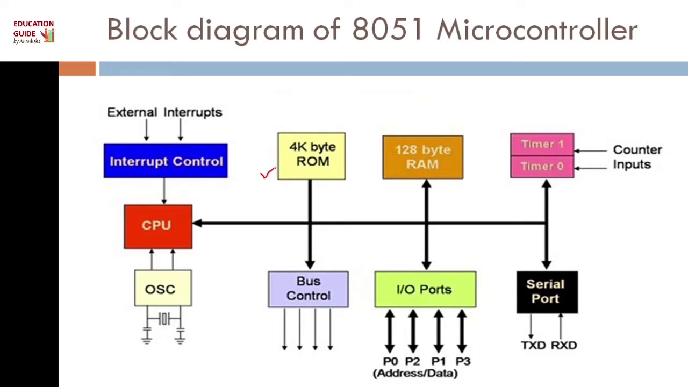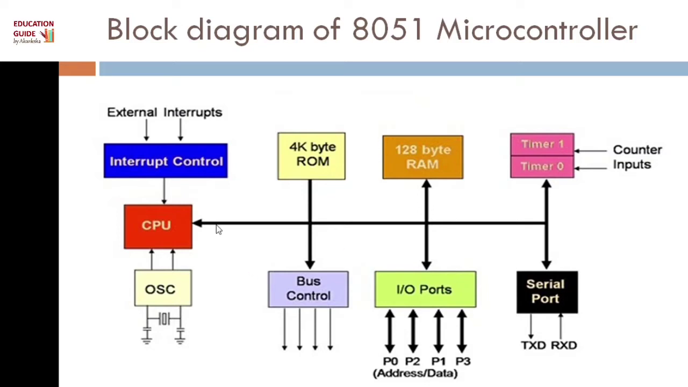A microcontroller needs program memory to store program instructions to perform defined tasks. This memory is termed as ROM. The microcontroller also requires data memory to store the operand's data temporarily. This memory is known as RAM. The 8051 microcontroller is built with 4 kilobytes of on-chip read-only memory and 128 bytes of random access memory.